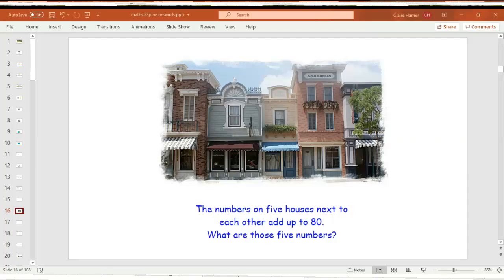On screen you can see today's starter task. So it says the numbers on 5 houses next to each other add up to 80. So that means you've got to add up the door numbers. What are those 5 numbers?